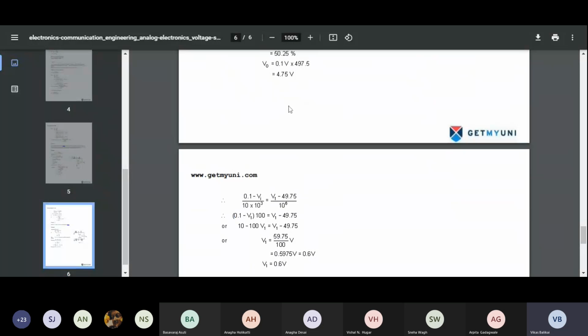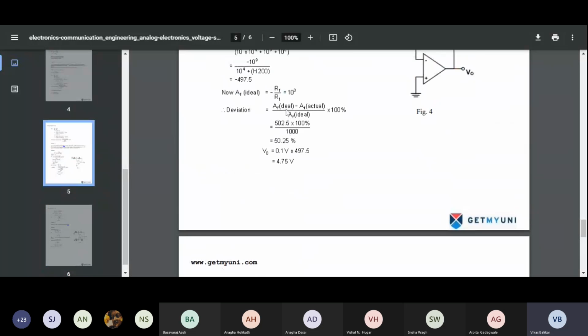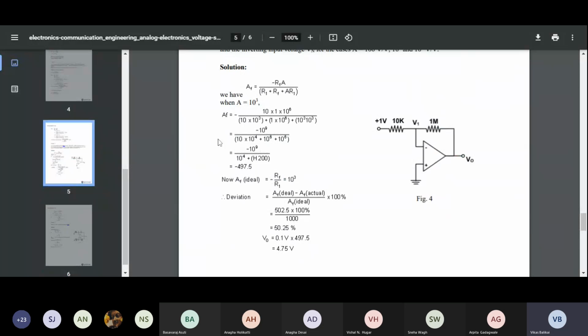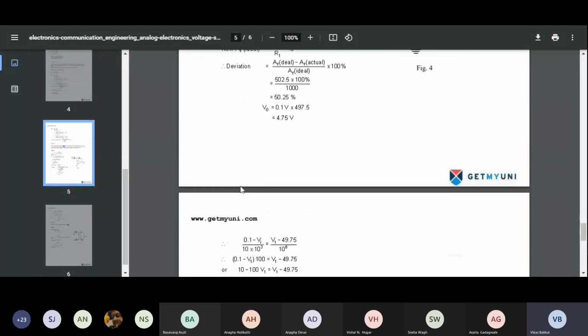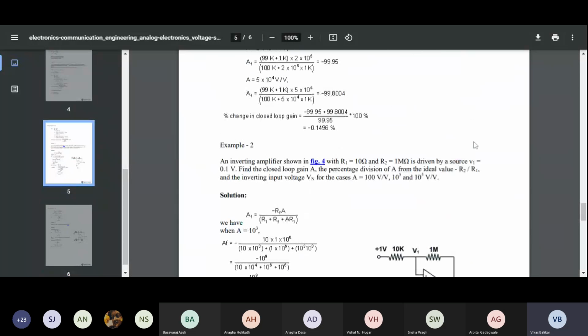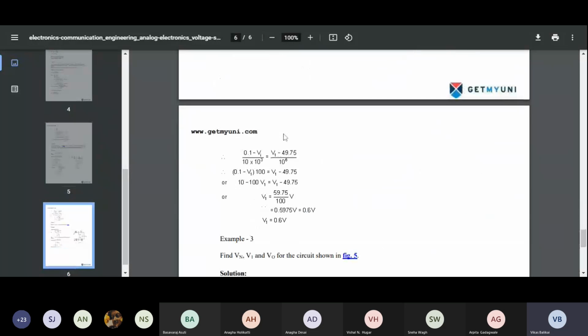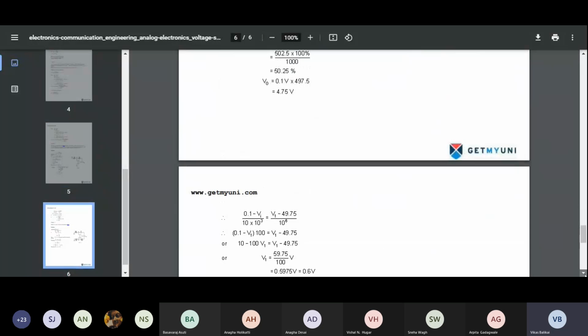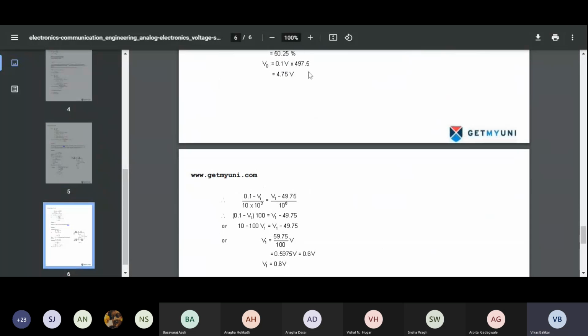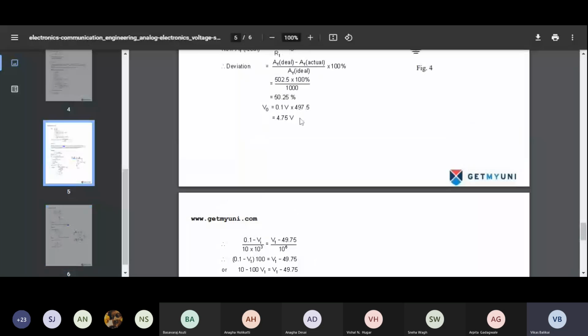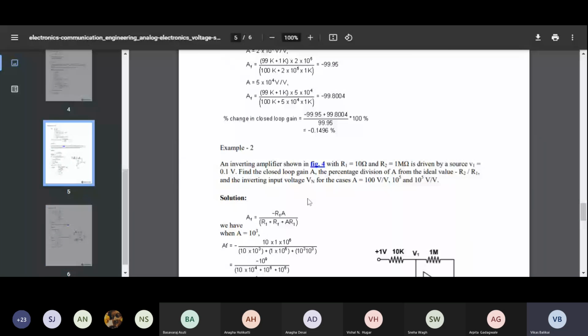And what is the final output you are going to calculate? How are you going to calculate? Output is nothing but input multiplied by gain. Gain is 497.5, and what is the input? Input for various values of input. If I take Vi as given as 0.1 volt, then input 0.1 times the gain will be my output voltage. So that's how I solve my equation and obtain the output voltage. And the same thing is repeated for different values of A.